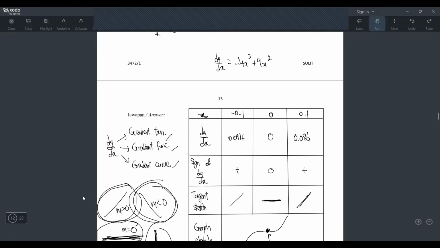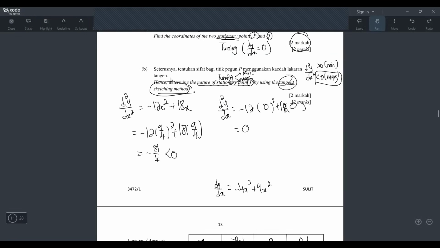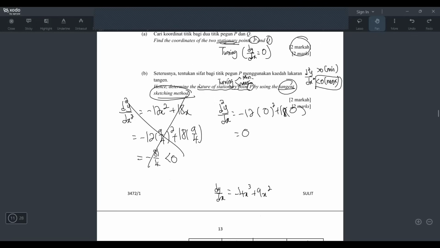Okay. All right. Can I repeat one more time to make you understand better? For this question, if you want to get full mark, you don't even have to do this one. I just do this because I want to explain it. Okay, so I'm going to explain one last time. I'll go through quickly. They want you to determine the nature of stationary point P by using the tangent sketching method. It means if you want to determine nature, we have to use the second derivative to determine whether it's minimum or maximum. Determine nature means write down minimum or maximum.